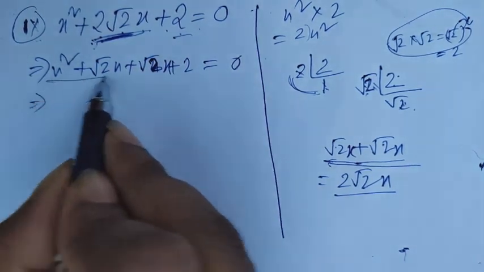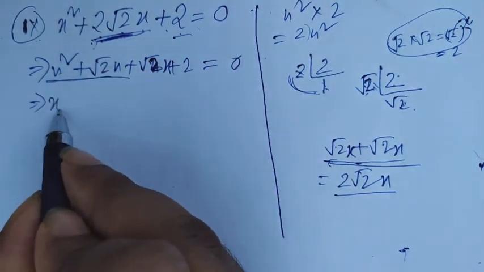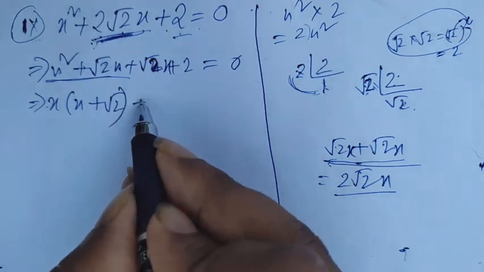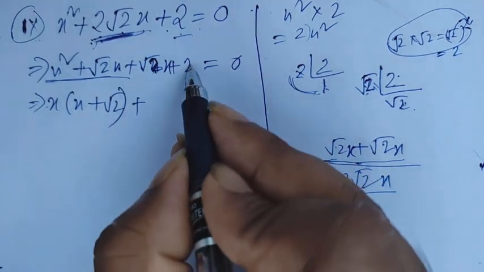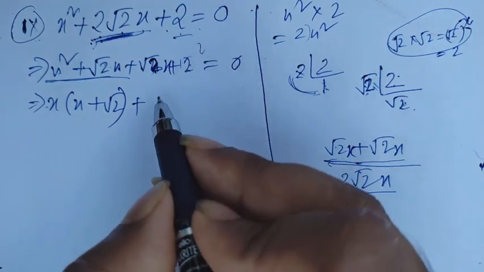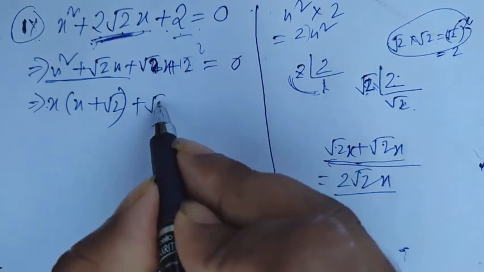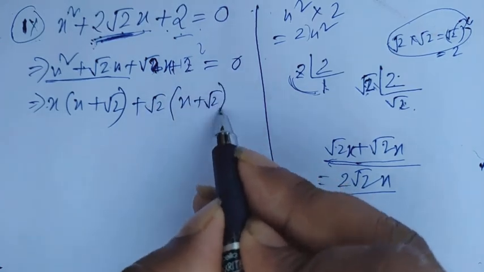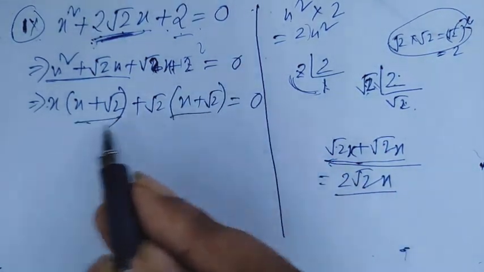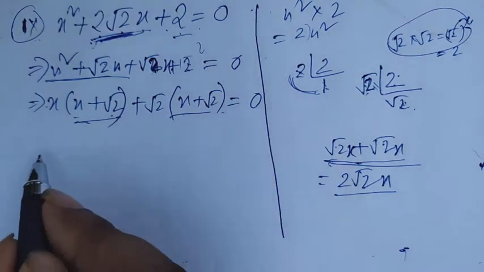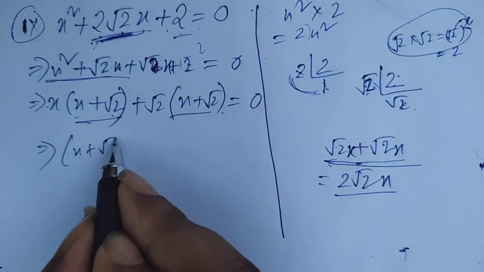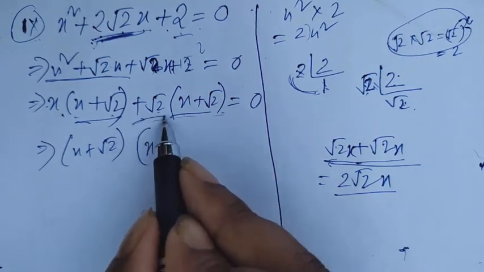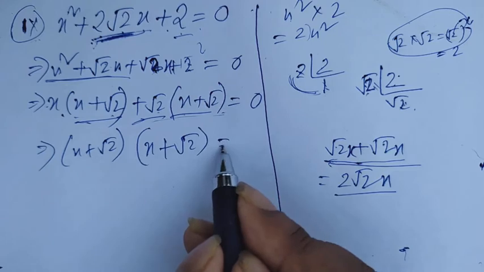From the first two terms we can take common x, so here remains x, plus 2. Plus we can take common root 2. 2 can be written as root 2 squared, we already know it, so we can take common root 2. Here is x plus root 2, then another root 2. So we can take common x plus root 2. So here it remains x, and here it remains plus root 2 equals 0.